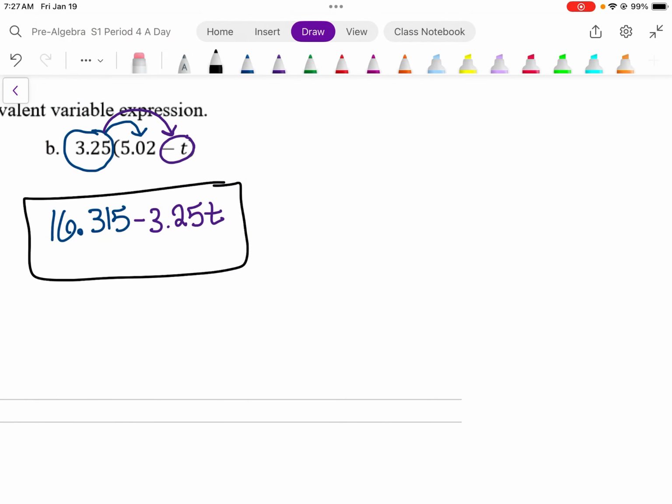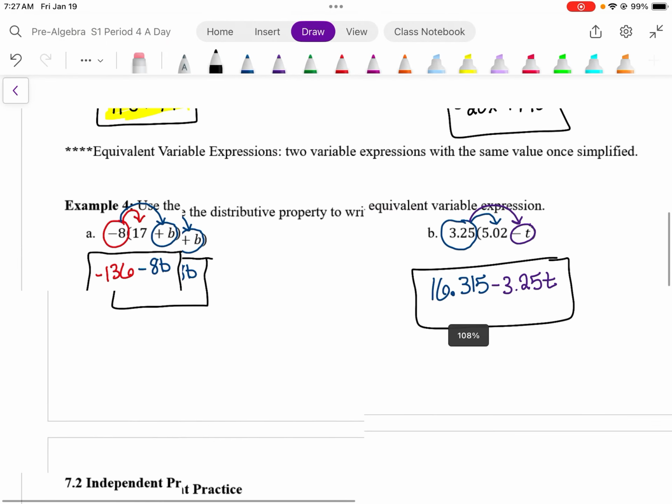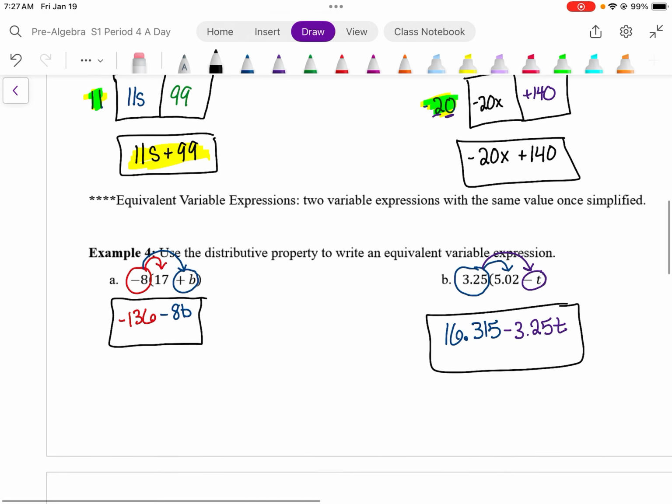There you go. So that's what the distributive property would look like. So next, what you are going to do, you are going to finish up the independent practice.